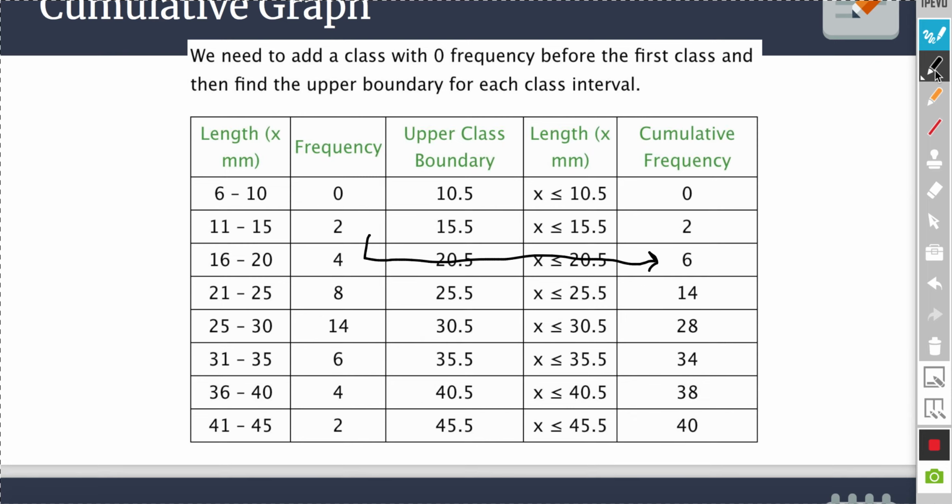Then my next interval has 8 people, so the total is 2 plus 4 plus 8, for a total of 14 individuals collected so far. Then 2 plus 4 plus 8 plus 14, by the time I get up to this boundary, which is 30.5 millimeters, there's a total of 28 individuals. And so on and so forth. You're keeping track of the total number up to that boundary. So by the time we get to this last boundary, the total people up to 45.5 millimeters is the sum of all these, which happens to be 40 total people.